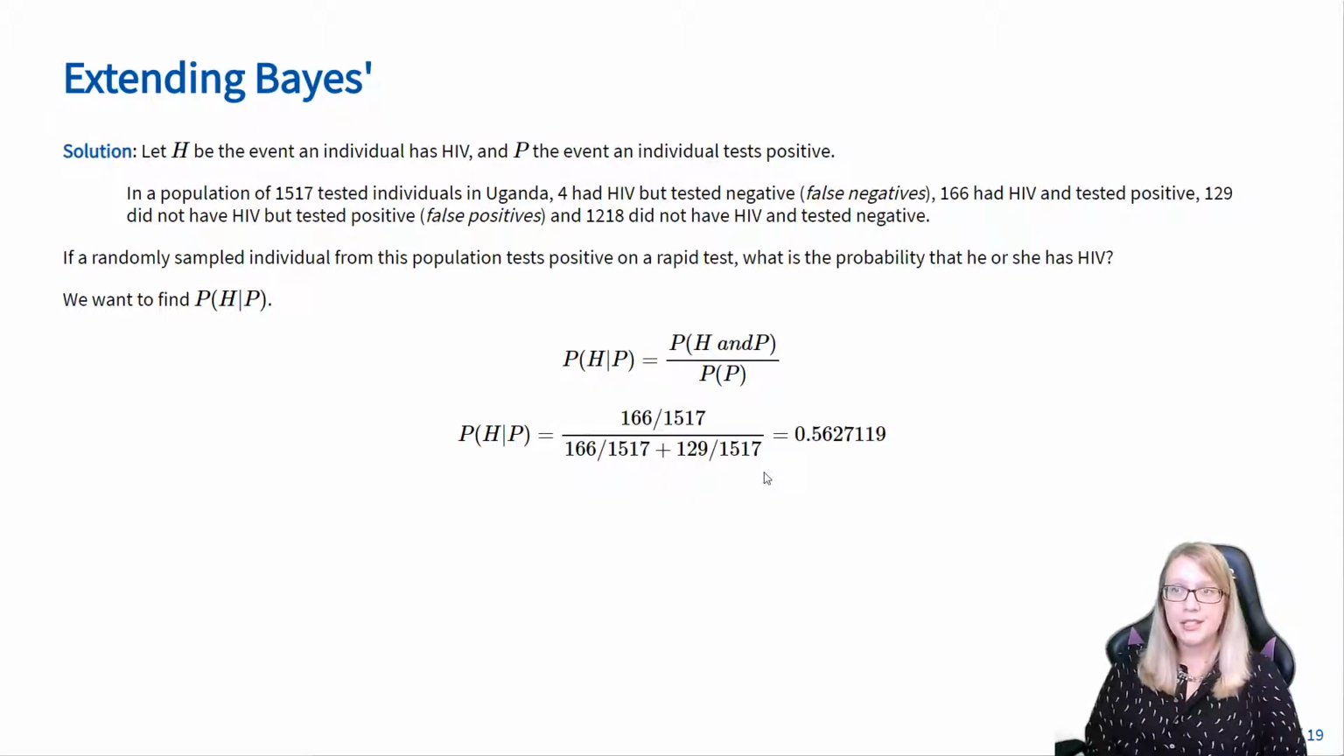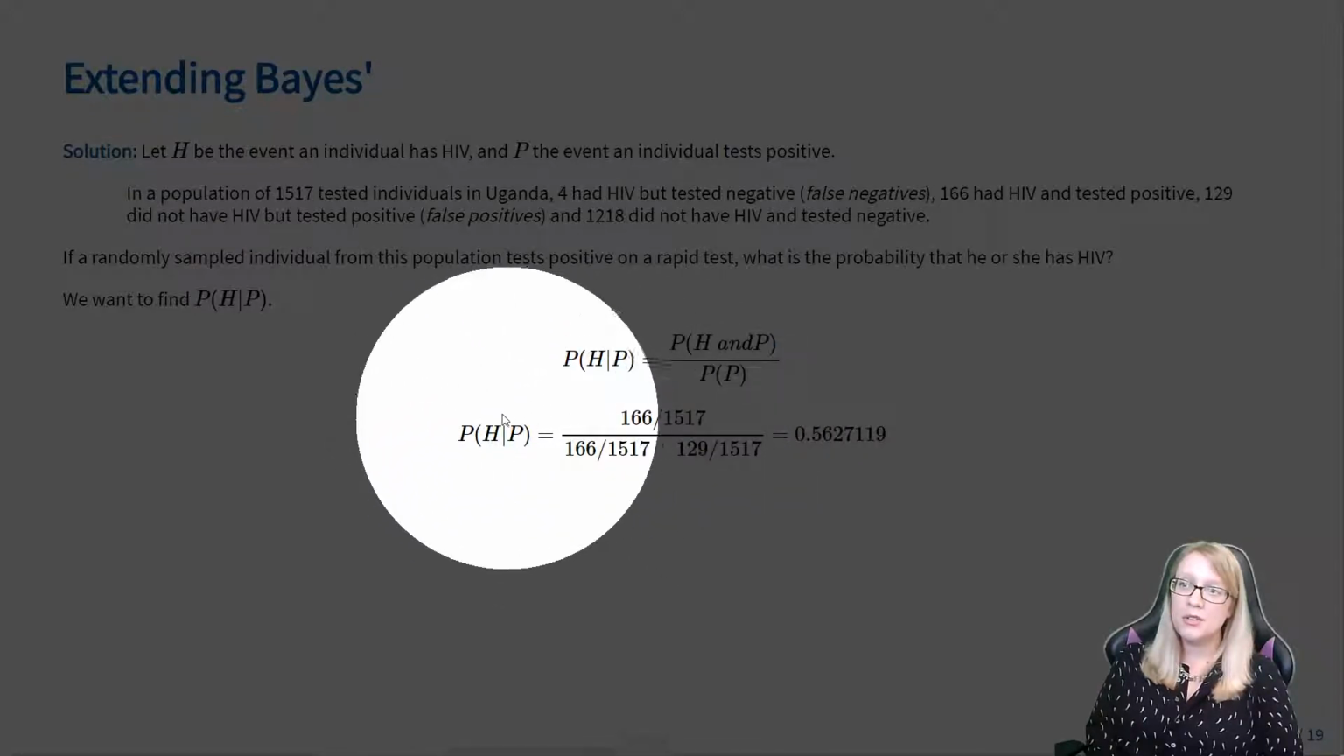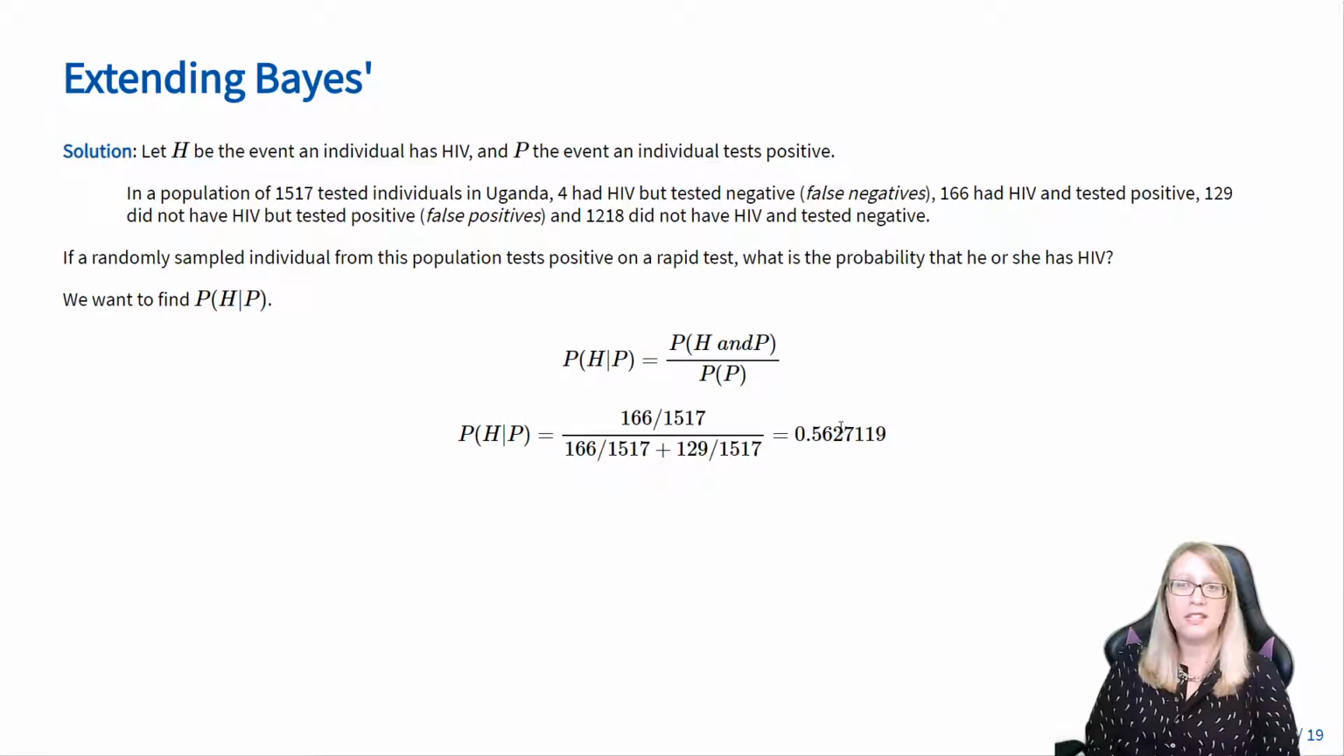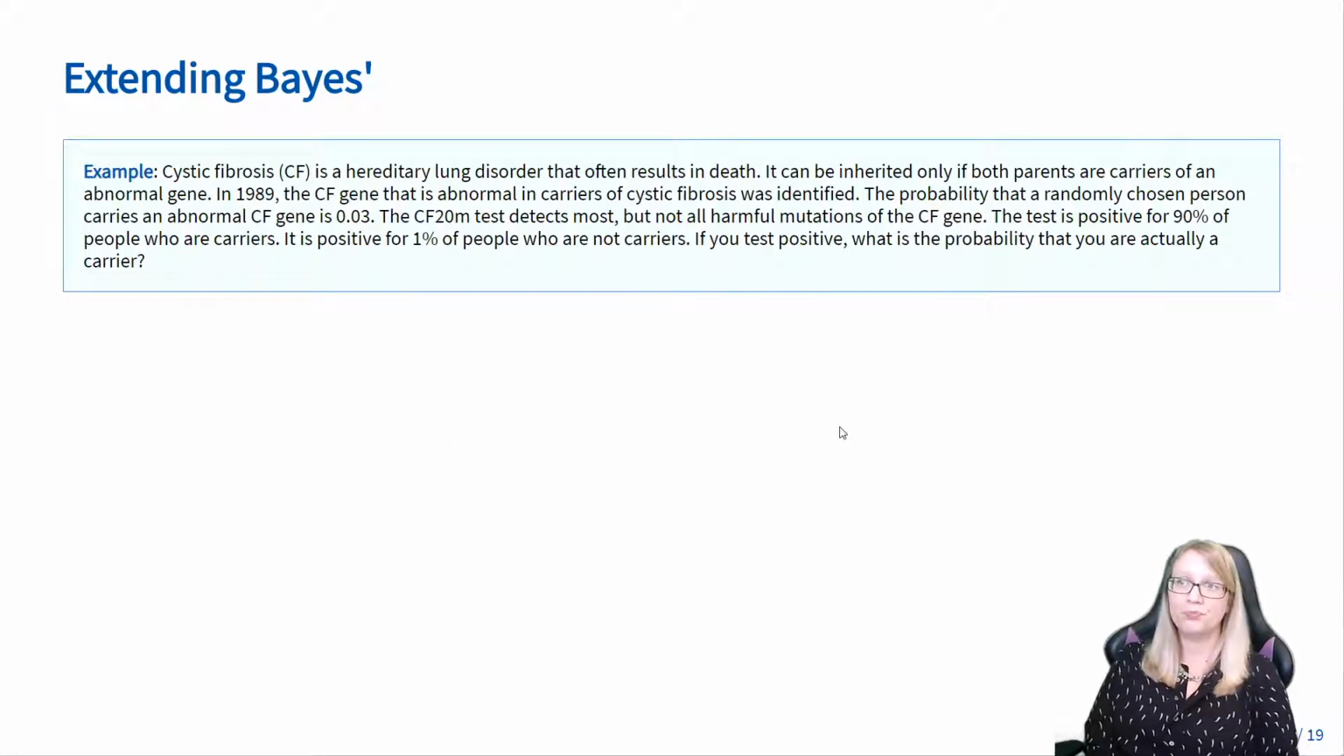So we get 166 out of 1517 for the HIV positive and testing positive. The overall probability that someone tests positive, there were two groups where that occurred. So even for someone who tests positive using this rapid test, there's still only about a 56% chance that they actually, in fact, have HIV.